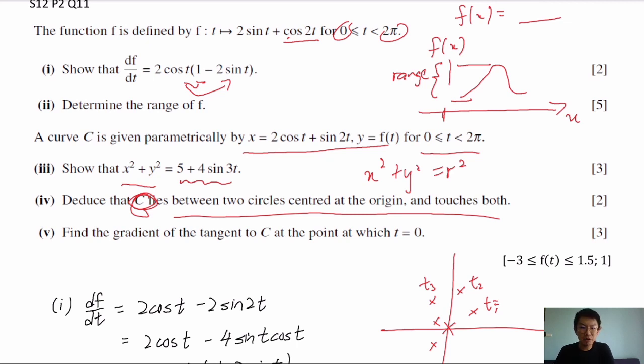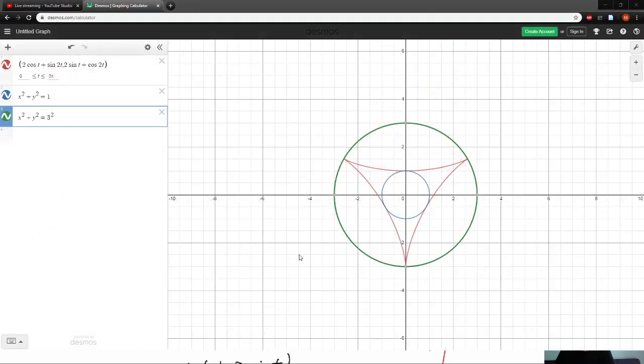Okay, so you can look at this curve here. This red curve is the equation that we have plotted for the parametric equation, x and y in terms of t. From the question, we are supposed to prove that the curve in red will be in between the two circles. From what we have proved, this curve is in between the two circles, which have radius 1 and 3.